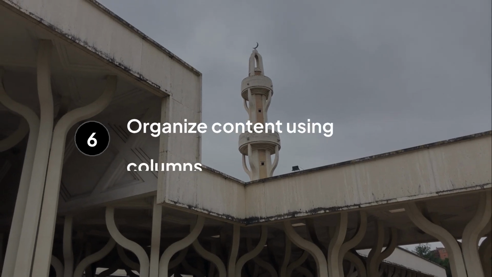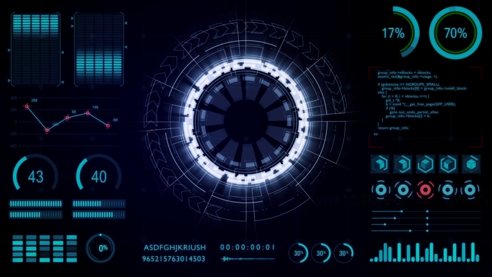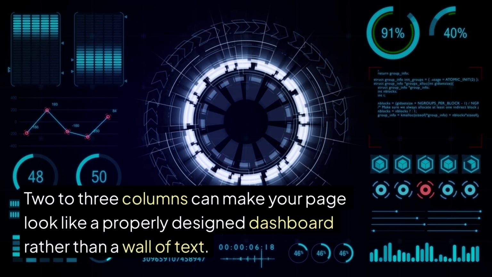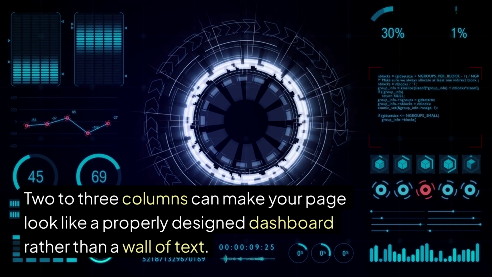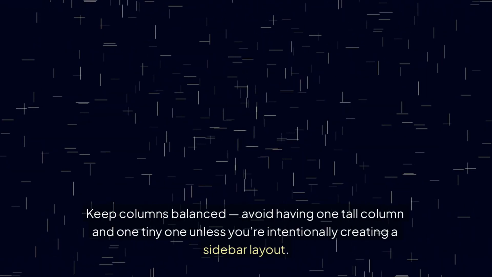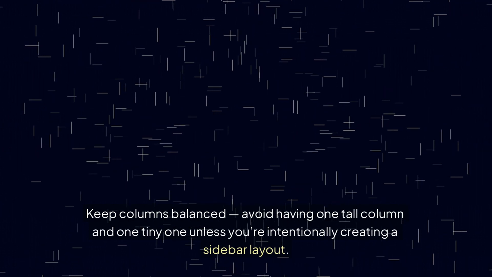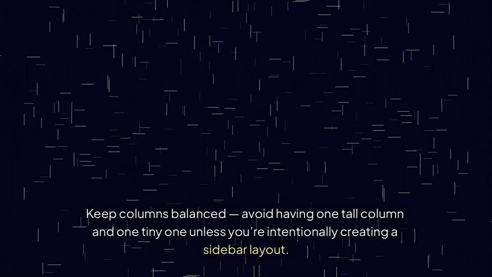Another popular trick is using columns. 2 to 3 columns can make your page look like a properly designed dashboard rather than a wall of text. Keep columns balanced. Avoid having one tall column and one tiny one unless you're intentionally creating a sidebar layout.